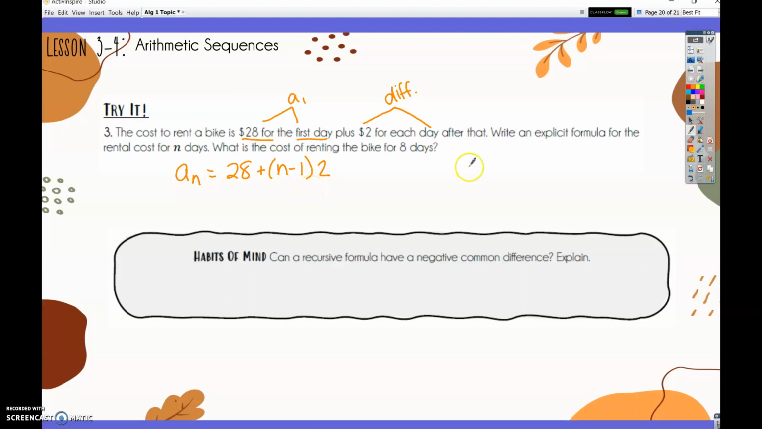Another way to think of that could be 2n plus 26. That's because when you take your 2 times n, you get 2n. And 2 times negative 1 makes negative 2 from 28 makes 26. This would actually be like your 0-day rental, like your y-intercept. If they want to know how much it costs to rent it for 8 days, you just plug your 8 in wherever you see the n on either equation.